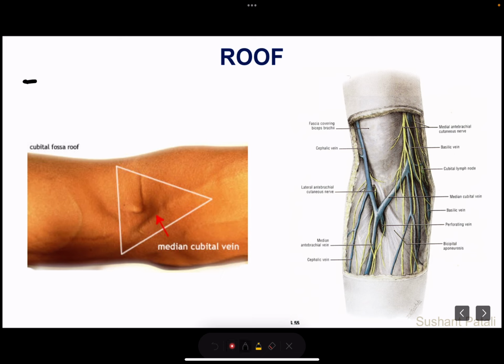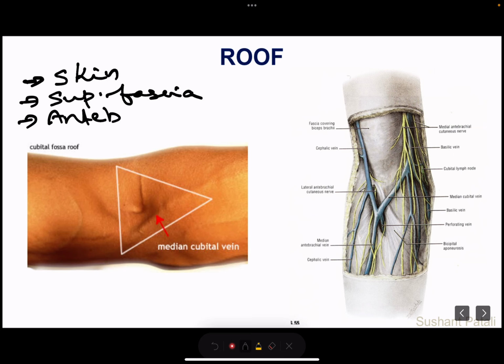So we have two things here. When you go from superficial to deep, you have to count all the structures. We have the skin, the superficial fascia, and the deep fascia, which is called the antebrachial fascia, and this fascia is reinforced by the bicipital aponeurosis. So these are the structures forming the roof of the cubital fossa.